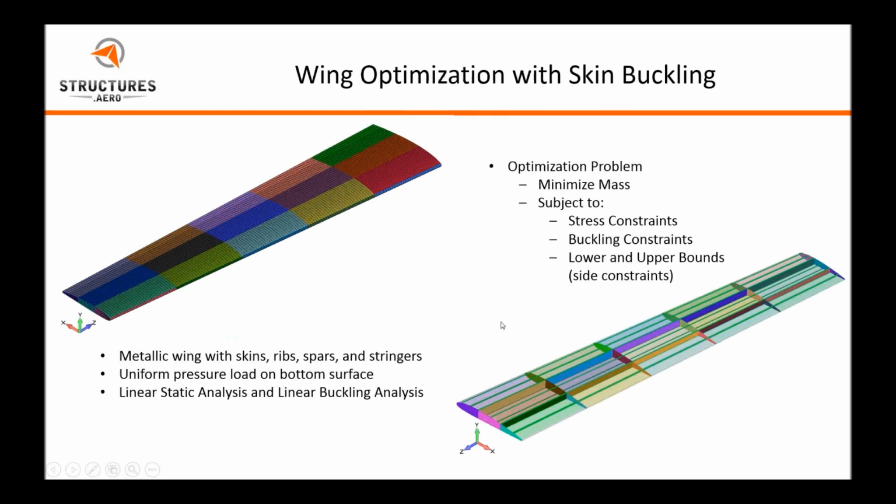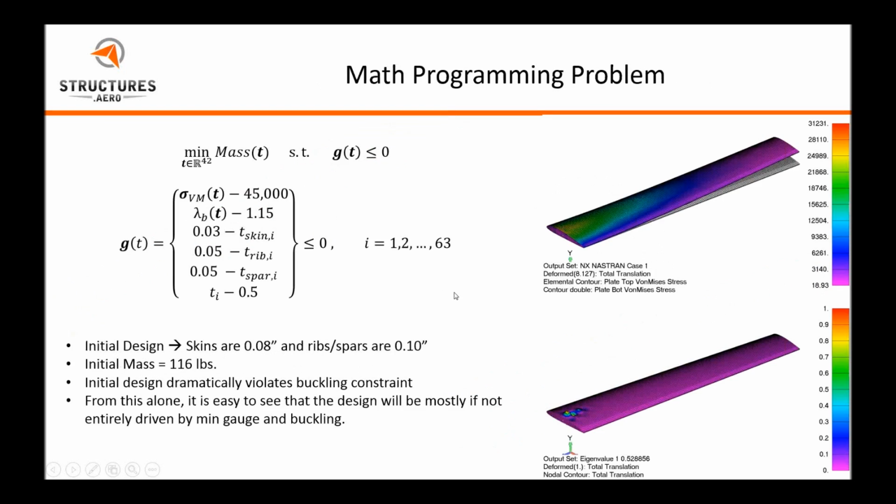Okay, so now I wanted to talk about the wing problem. And specifically, we're going to look at buckling. So we have a metallic wing with a uniform pressure load on the bottom surface. We've got skin, spars, ribs, and some stringers. We're going to look at stress constraints, buckling constraints, and lower and upper bounds. Okay, so let me get back into FEMAP.